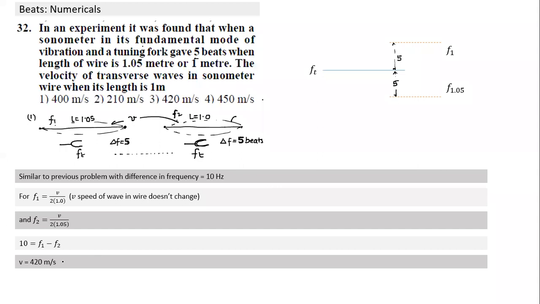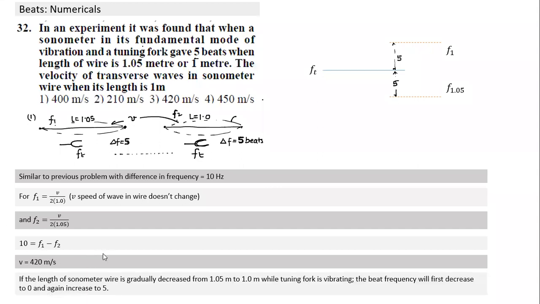Next question, and in this question V comes to 420. Substitute, I think that's really simple substitution. Okay. Now we can also think of the other way around: if the length of the sonometer is gradually changed from 1.05 meter. Suppose I keep sounding this tuning fork, continuously in vibration. This is just similar to what we can do in case of a guitar string. Suppose I gradually decrease the length from 1.05 meter to 1 meter.